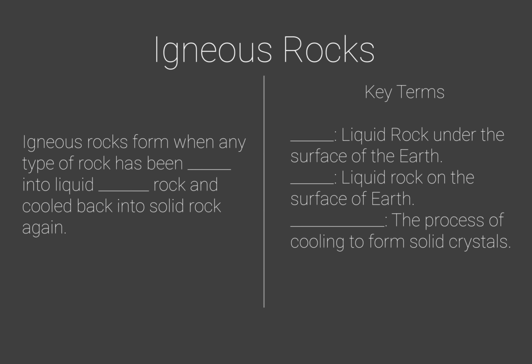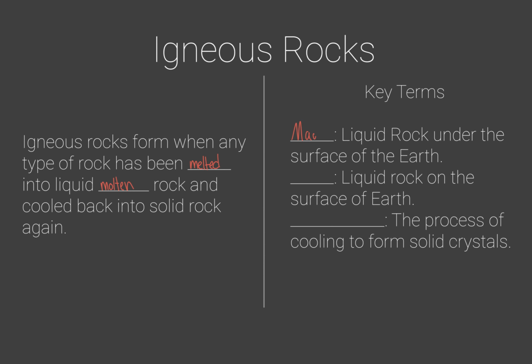Igneous rocks form when any type of rock has been melted into a liquid or molten rock and then cooled back into a solid rock again. And there's a few key terms to know with this process.